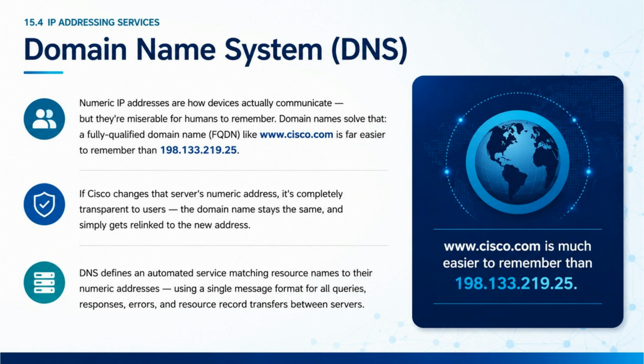Numeric IP addresses are how devices actually communicate, but they're miserable for humans to remember. Domain names solve that. A fully qualified domain name like www.cisco.com is far easier to remember than 198.133.219.25. And if the underlying numeric address changes, it's completely transparent to users since the domain name stays the same. DNS is the automated service matching names to addresses.